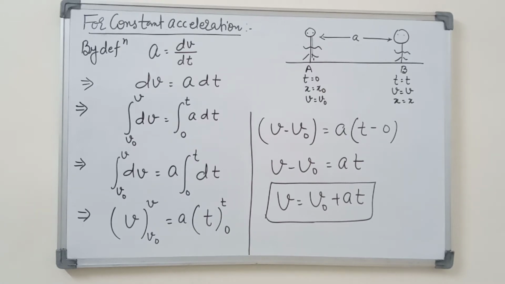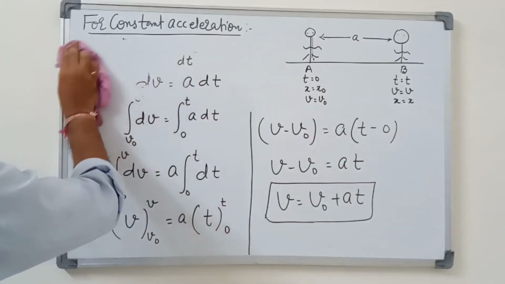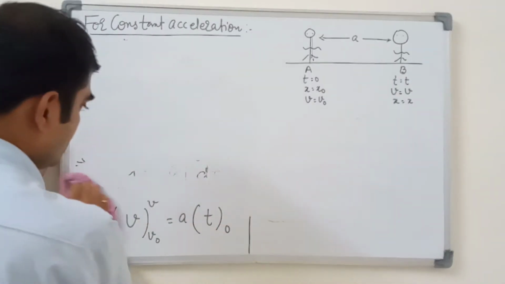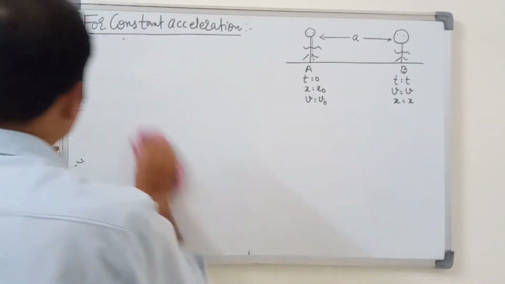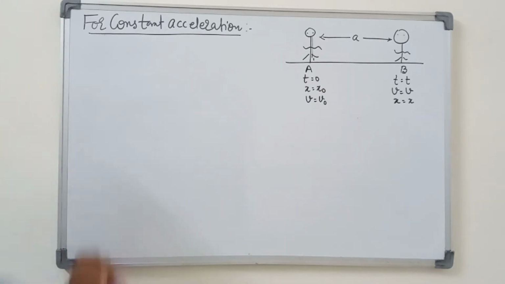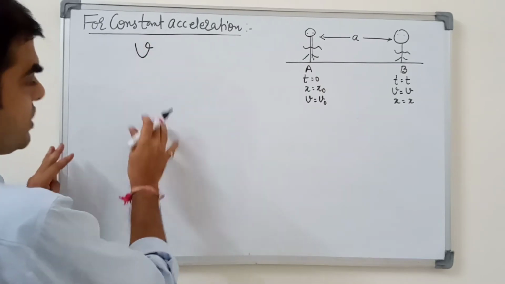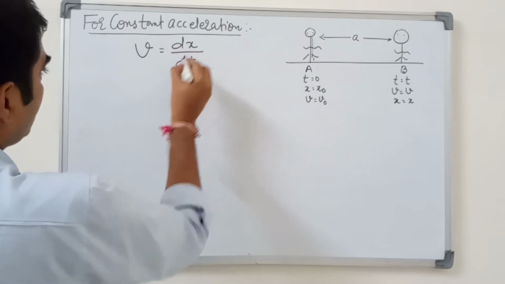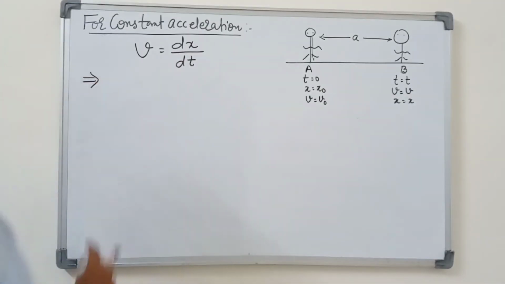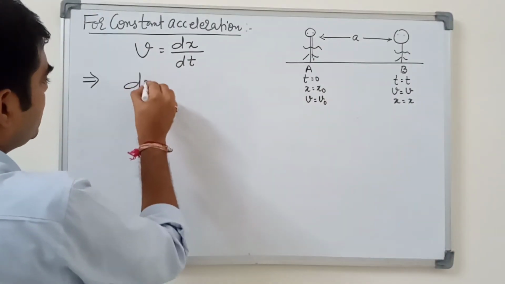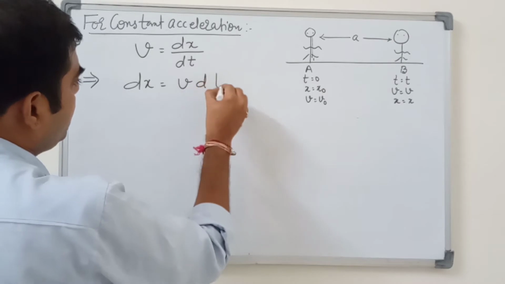Okay, now the next point. The particle or object is moving with constant acceleration. Now for the velocity, v is the instantaneous velocity, v is equal to dx upon dt. Got it, all of you? This is already the instantaneous velocity formula. So dx is equal to v dt.